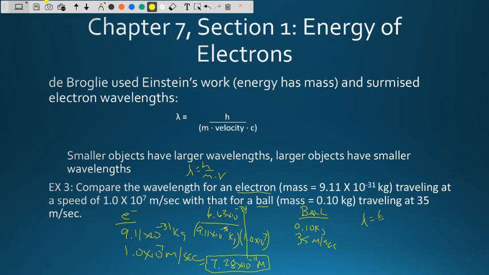My wavelength is going to be 6.63 times 10 to the negative 34. That's my constant, that's my h value, divided by its mass, 0.10 kilograms, times the speed it is traveling at, 35 meters per second. And so my wavelength ends up being 1.9 times 10 to the negative 34th meters. Okay, now I'm not done.